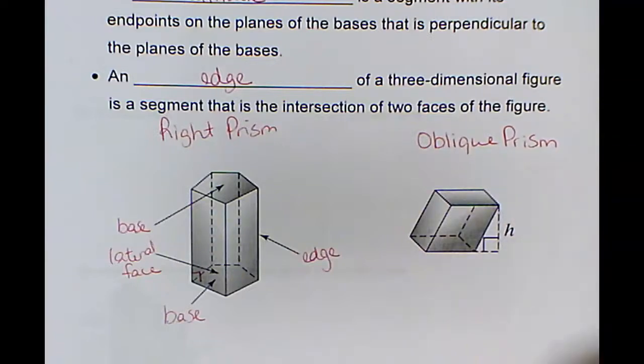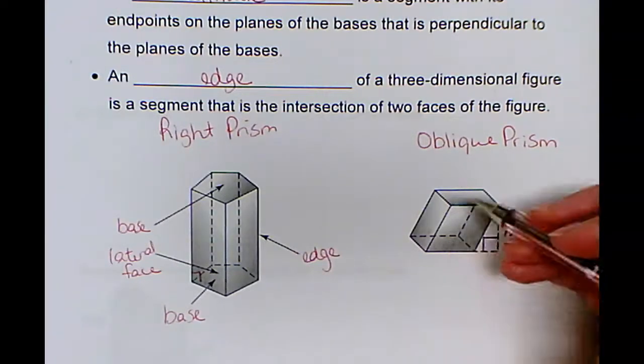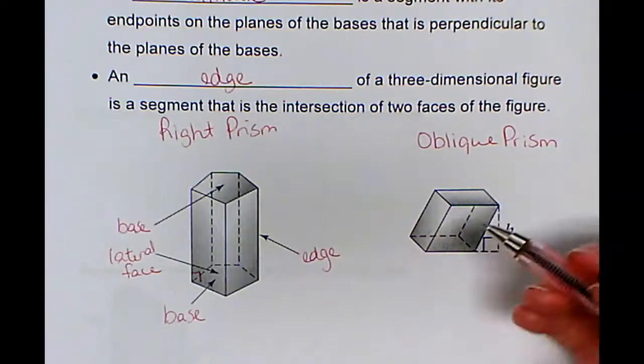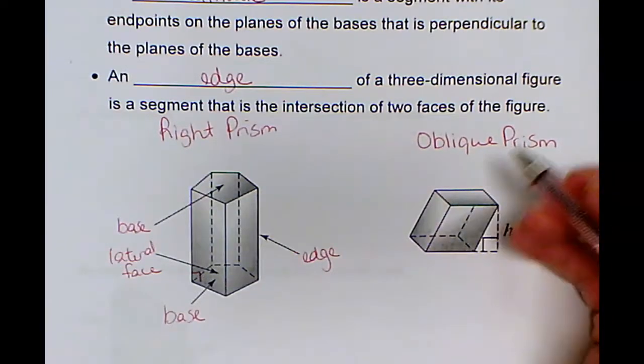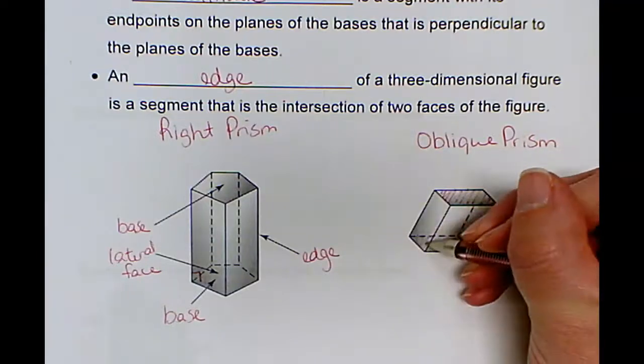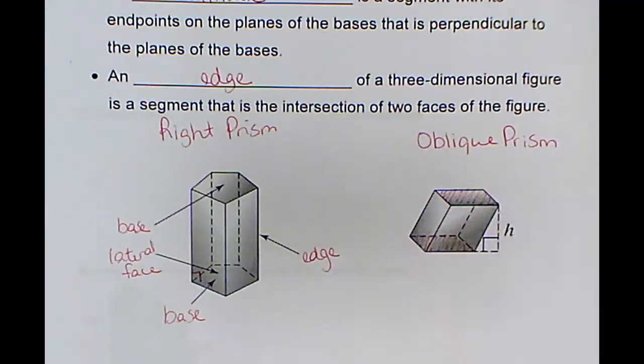So an oblique prism has a base in place and then the top base is not situated directly over it. It's kind of slid over to the side. Notice that the bases are still parallel to each other and they're still congruent. However, they are not one right on top of the other. So that makes an oblique prism.